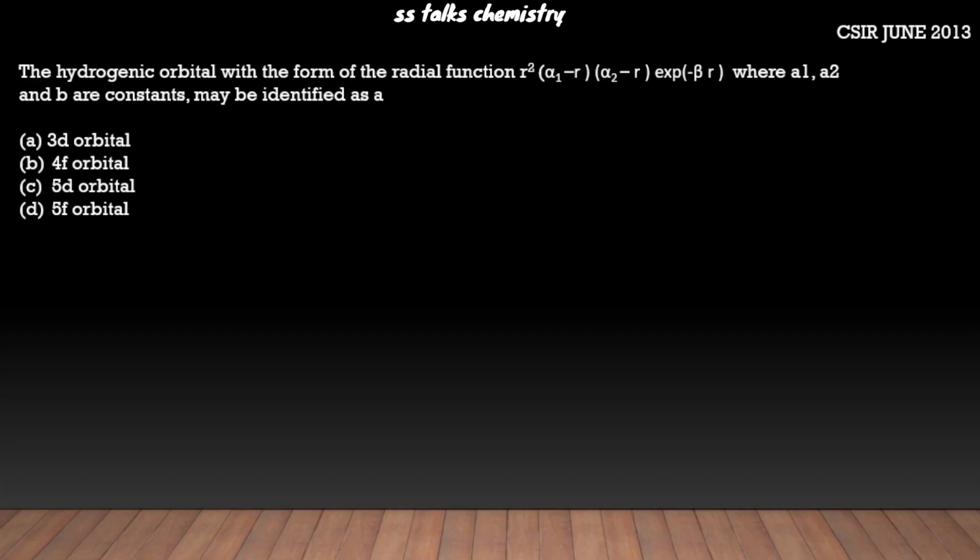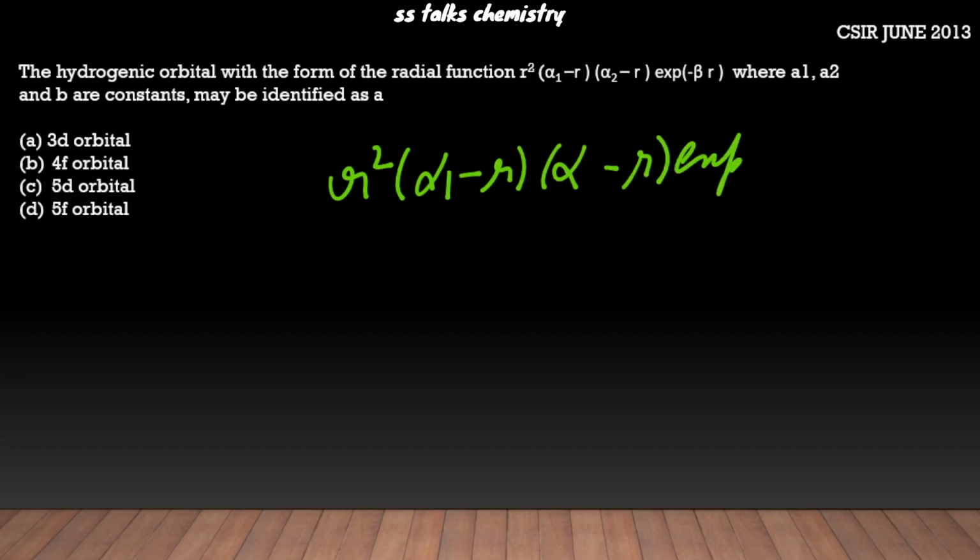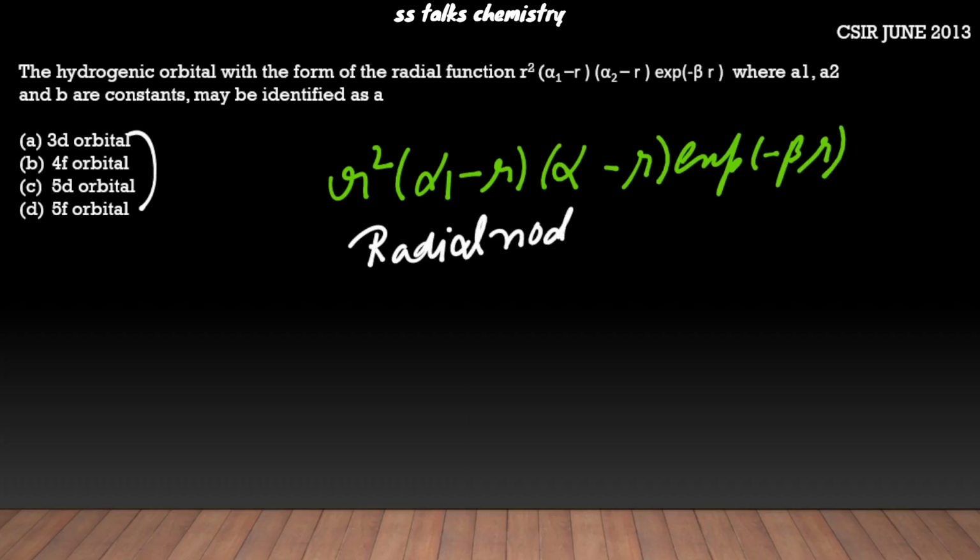Okay, next, this question, again June 2013: the hydrogenic orbital which has the radial function r²(α1 − r)(α2 − r) exponential of minus βr, where α1, α2 and β are constants, may be identified as... So different orbitals have been given to us. We have to find which of the given orbitals corresponds to the given radial wave function. For that, from the given radial wave function, firstly find the number of radial nodes in it.